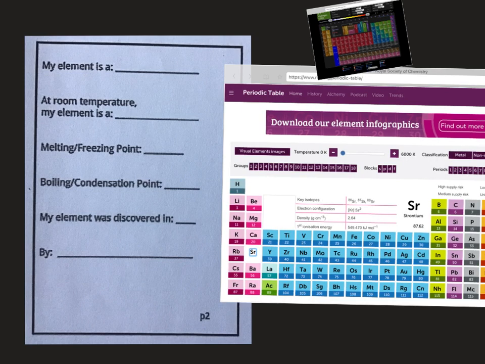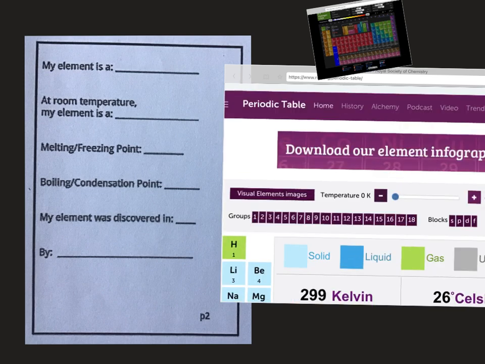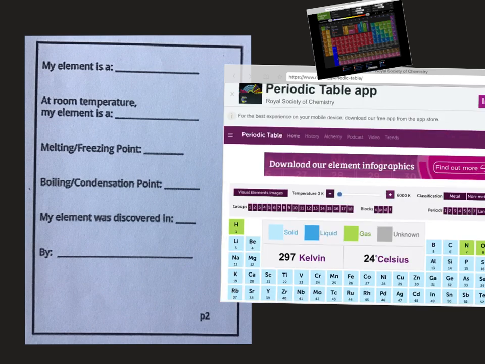Now, as far as figuring out what phase it's in at room temperature, you can play around with the temperature a little bit, and I'm doing that up here. I'm going to change the temperature to about 20 degrees Celsius. 20 degrees Celsius is what we would call room temperature, whatever, 21 degrees Celsius, that's fine.